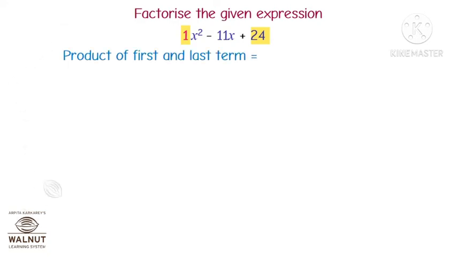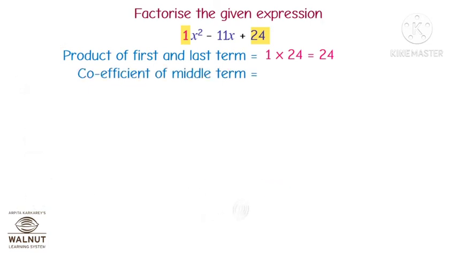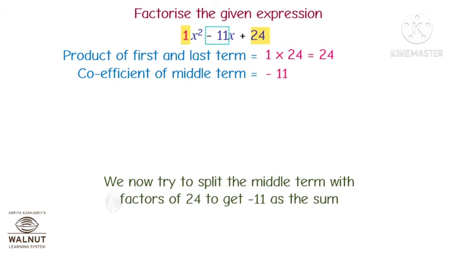Factorize the given expression: 1x square minus 11x plus 24. Product of first and last term is equal to 1 into 24, which is equal to 24. Note the signs here. Coefficient of middle term is equal to minus 11. Note the signs here too. We now try to split the middle term with factors of 24 to get minus 11 as the sum. 24 is equal to minus 2 into minus 12. Now minus 2 plus minus 12 is equal to minus 14.